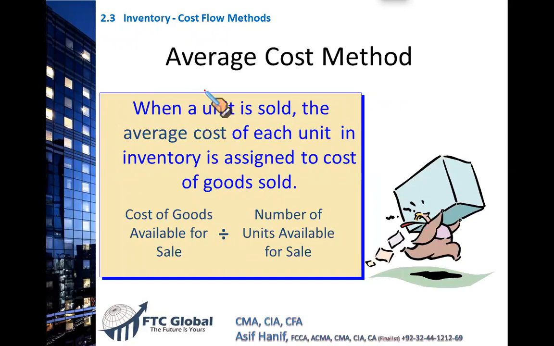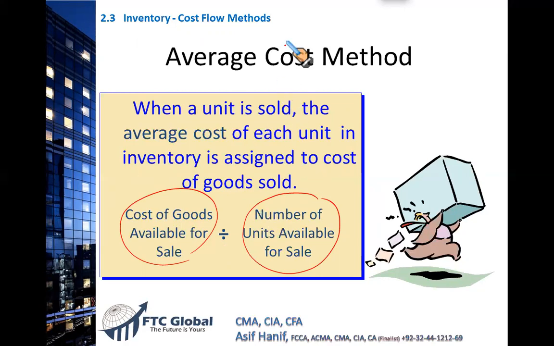Under the average cost method, what we do is pretty straightforward. We simply calculate the total goods available for sale and divide it by the total number of units available for sale. That will give us a single rate. You can apply that single rate for all the sales, all the cost of sales, and all the closing stock.